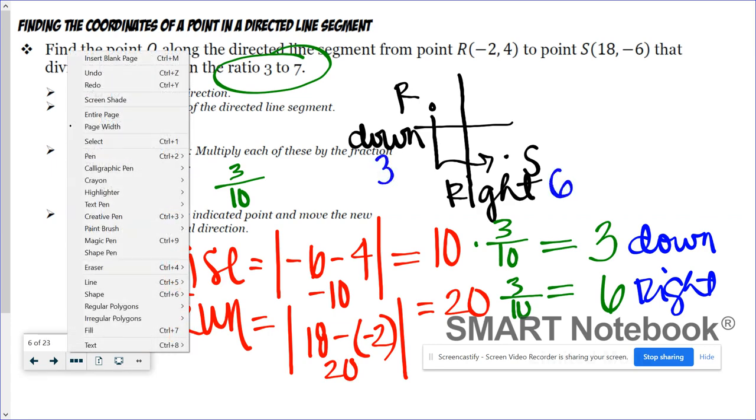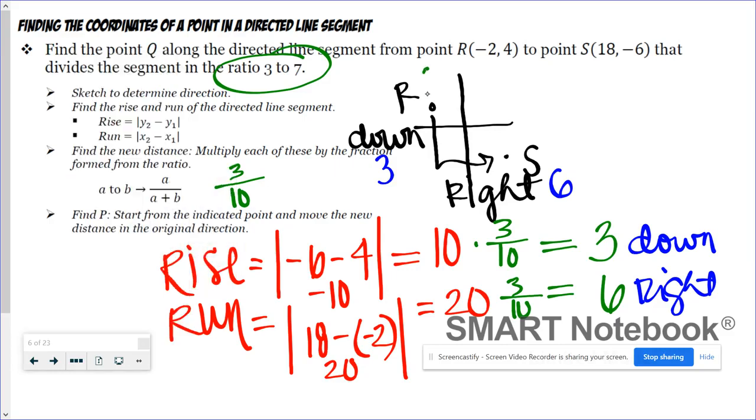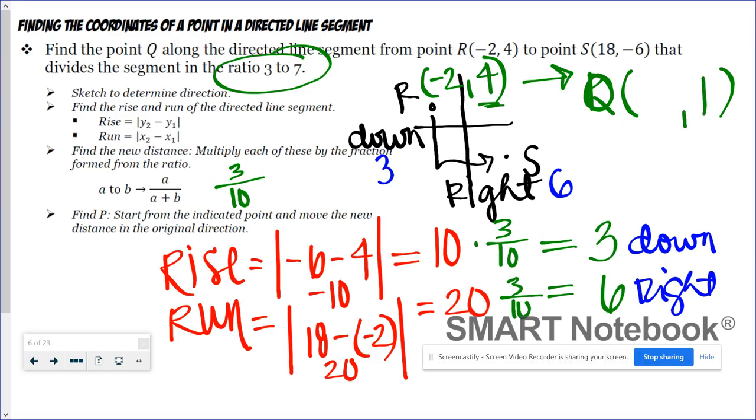So I'm going to start at my point R, and R was -2, 4. And from here, I'm going to get my new point. Sorry, it's actually Q this time. Okay. So first I go down 3. So that's going to affect my y value. If I'm at 4 and I go down 3, that puts me at 1. And then I'm going to go right 6. So if I'm currently at -2 and I go right 6, that's going to put me at 4. So the point Q has the coordinates 4, 1.